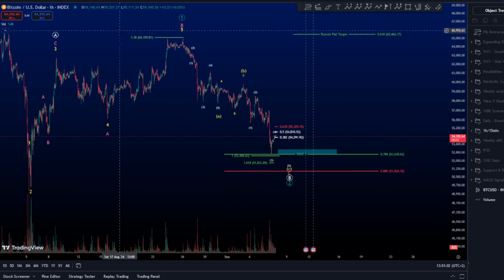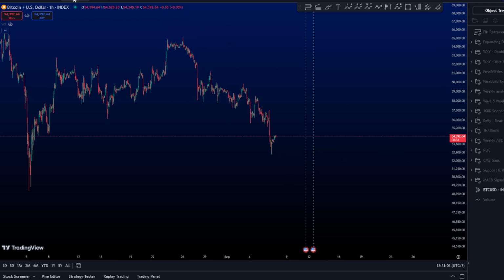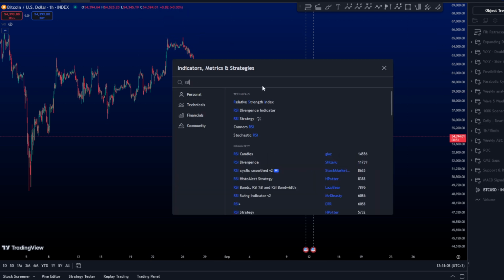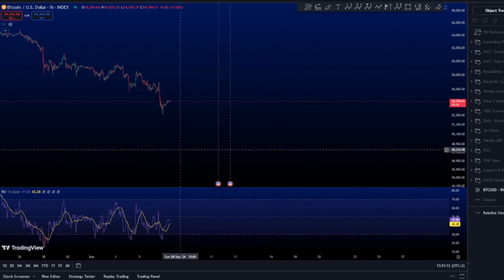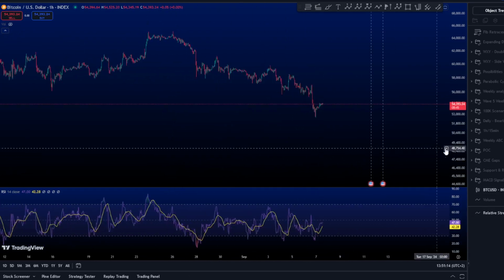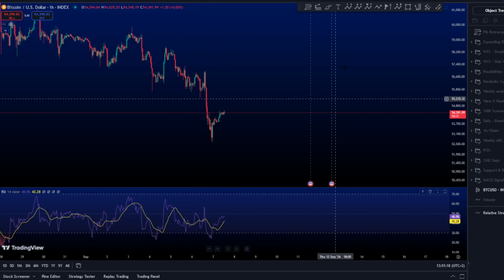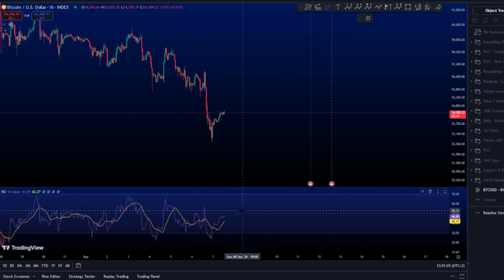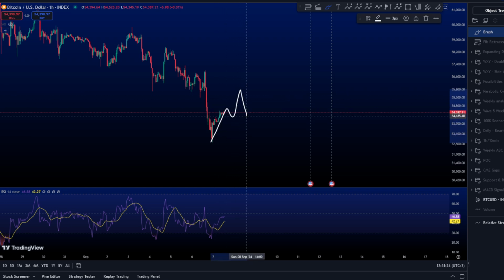If we look at the RSI indicator, we can see that we have already started to retrace from the 1 hour chart here. Of course, because we have touched the oversold. That doesn't mean that we are bullish, right? We are looking for retracement here, maybe even deeper retracement.